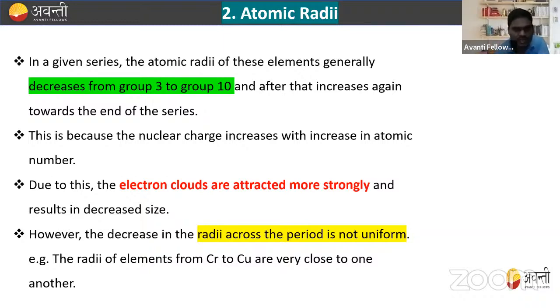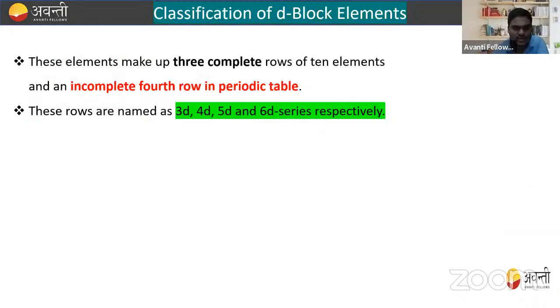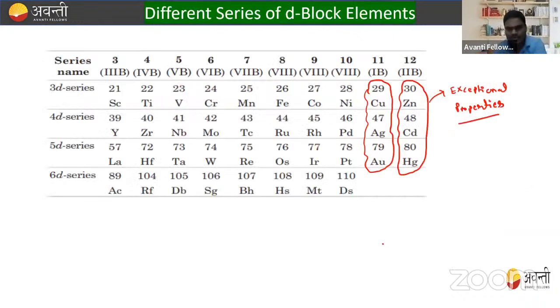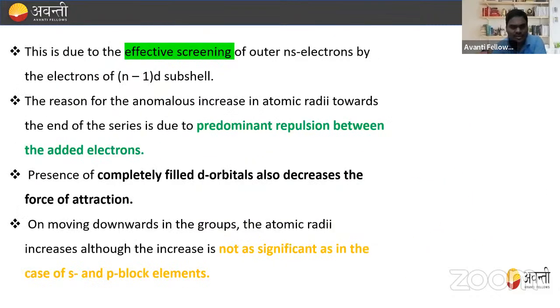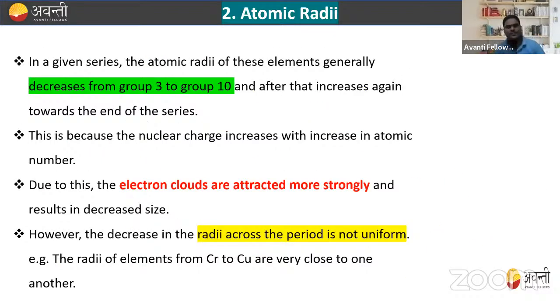So toward the end of the series, quickly show me the periodic table so that you will understand. Now, I'm talking about from group 3, and here we have group 10. So from group 3 to group 10, there is a decrease in size as we move along, but there is a sudden increase in group 11 and 12, right? So there is a sudden increase in groups 11 and 12.